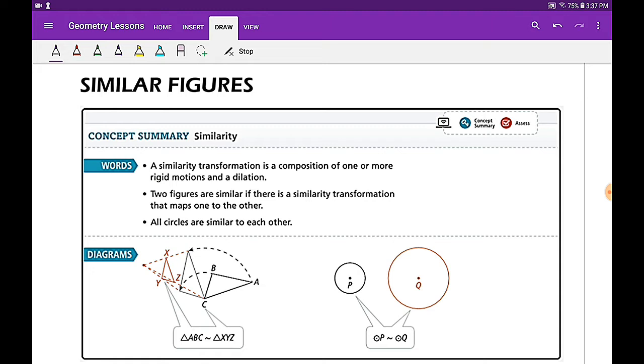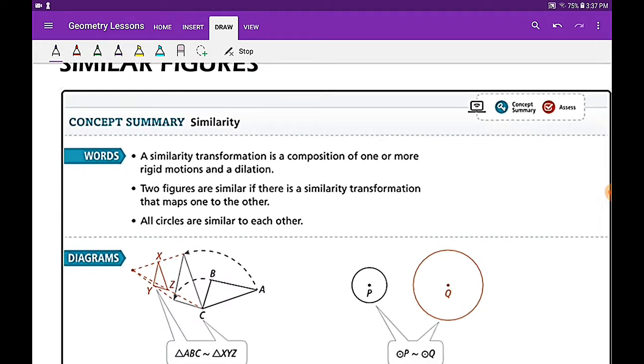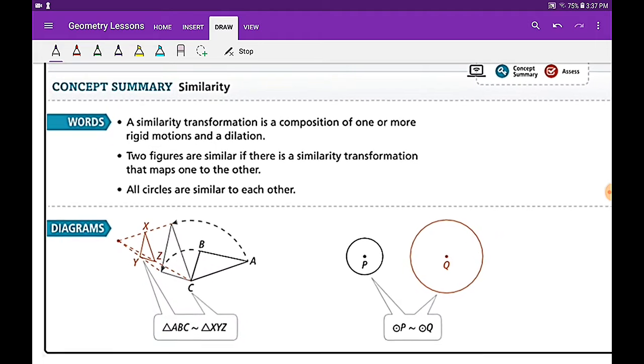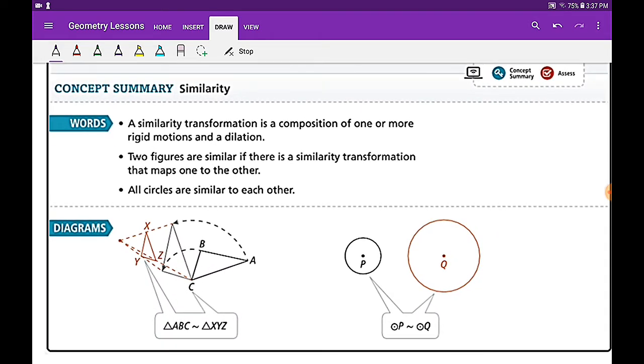Now, similarity, or similarity transformation. We're going to be using other transformations plus dilation to show that two figures are similar. Okay, let's get down to words. It's staring right at you. In words, a similarity transformation. Note that down and I will underline it for you.